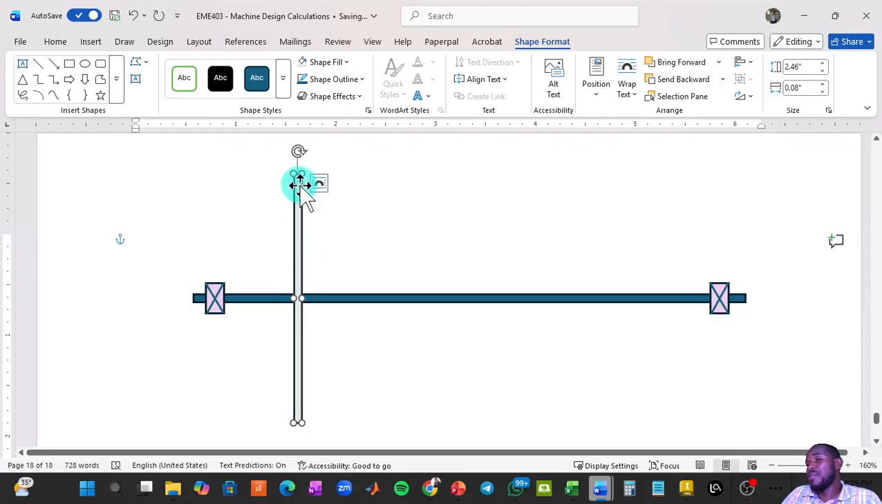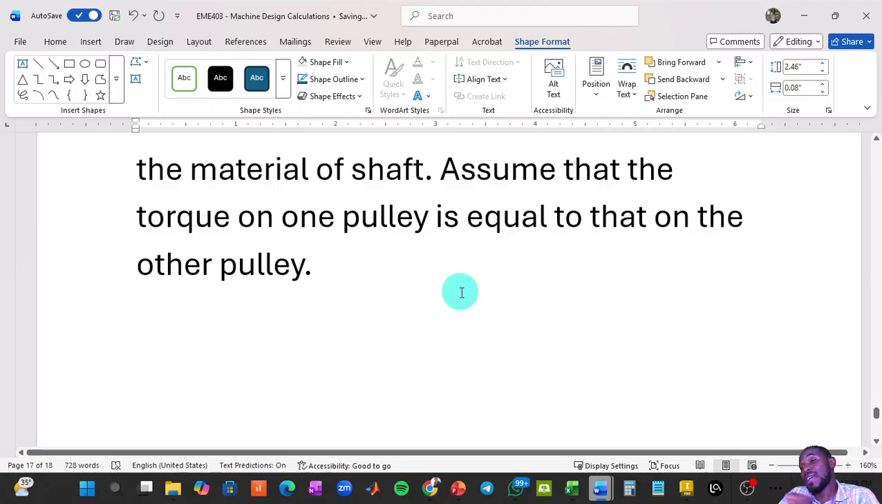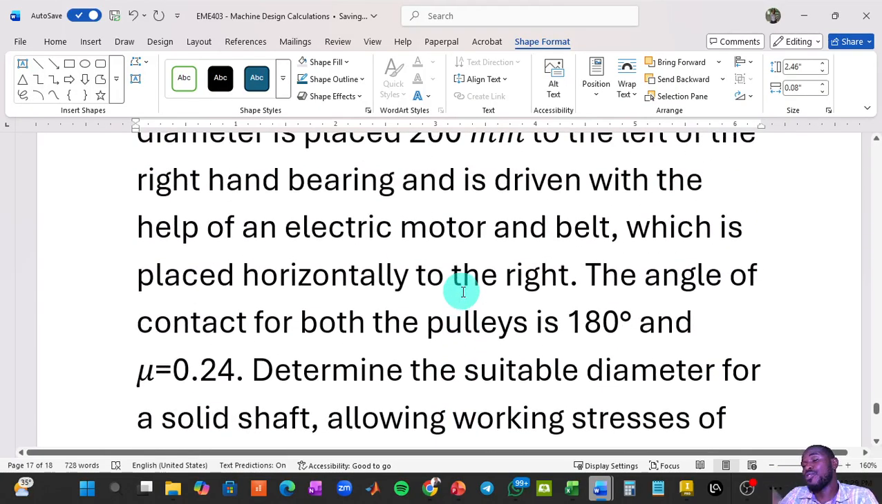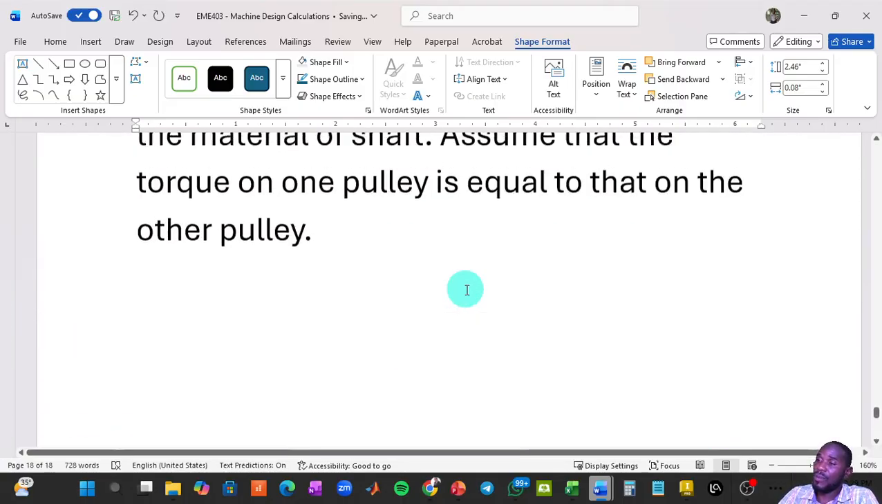So for this pulley, the diameter means the distance from where my cursor is at the top to the bottom. So that distance there is 600 millimeters, and it's placed 300 millimeters to the right of the left-hand bearing. I hope you are seeing how I'm extracting information from what is provided and creating my diagrams.